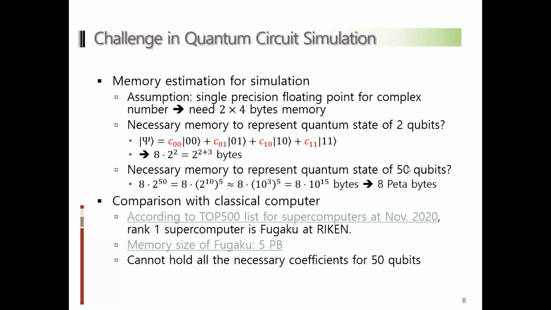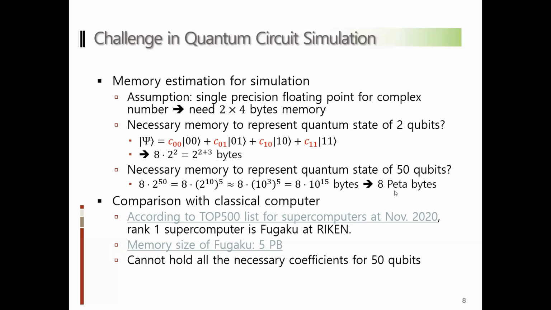However, I said that to represent the quantum state of 50 qubits, we need 8 petabytes. So even the top 1 supercomputer cannot hold all the necessary coefficients for 50 qubits. And the situation gets worse. What happens if I just add 1 more qubit? Then the overhead is not just 1 or 2 additional petabytes, but actually another 8 petabytes. And if we increase by another qubit, then it will become 16, and then the required memory will be 32 petabytes.